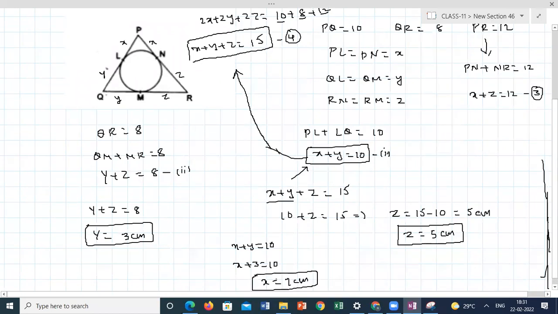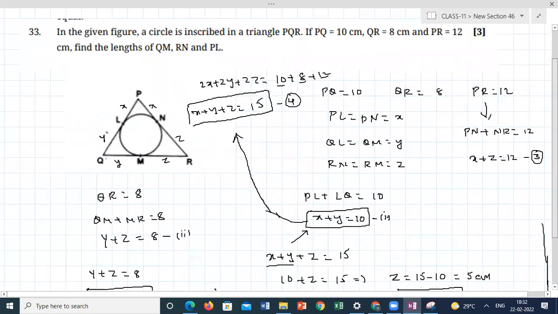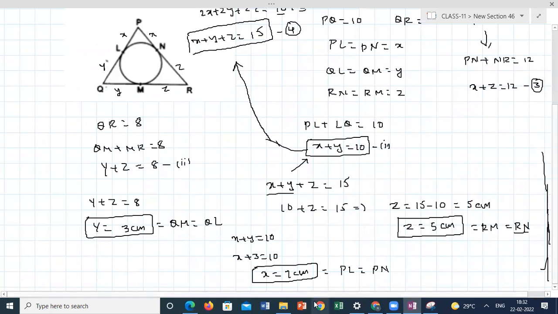So from here, what does x represent? X represents PL and PN. What does y represent? QM and QL. And what does Z represent? RM and NR, RN. So you want QM, RN, PL. So RN is there, QM is there, PL is there. So that is how we can solve this question, but you can make it in order. I wanted to put it on a single screen, that's the reason I wrote like this. Is it clear?